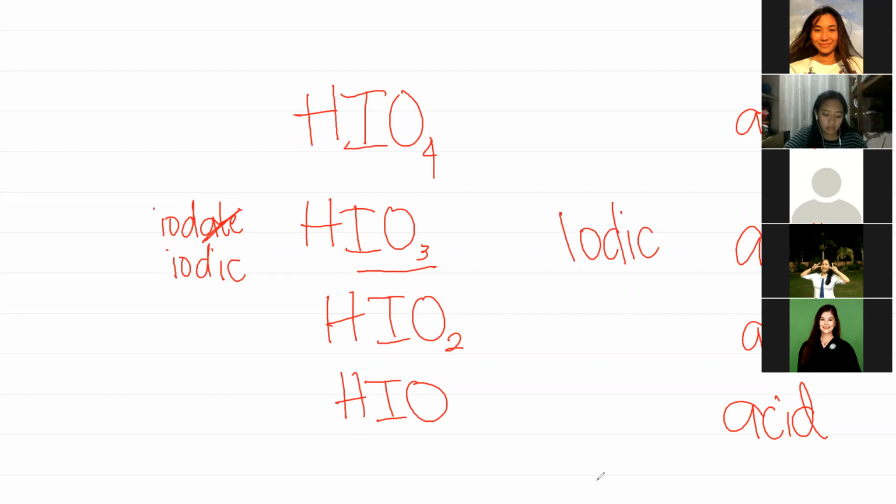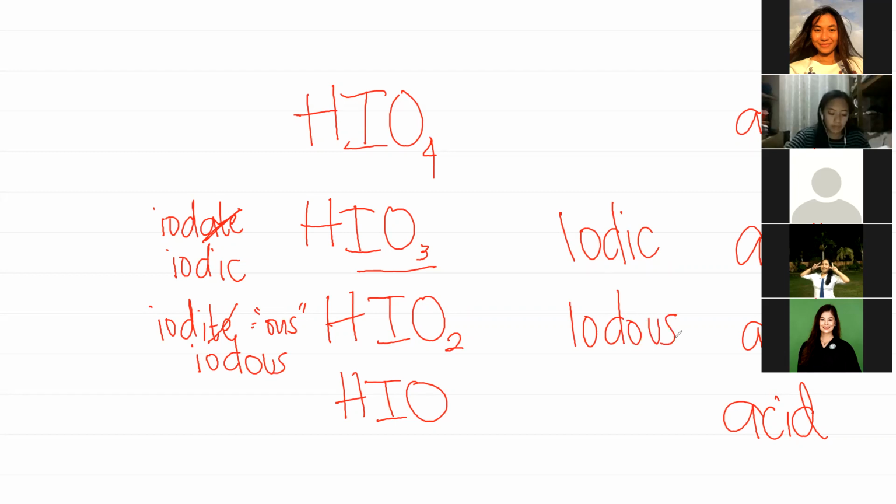Okay? Now, sino si iodite? IO2, ma'am. So, this is the iodite. And ano ang partner ni -ite? Ang partner niya ay -ous. Yes. So, anong tawag sa kanya? Iodous. Okay, iodous acid.